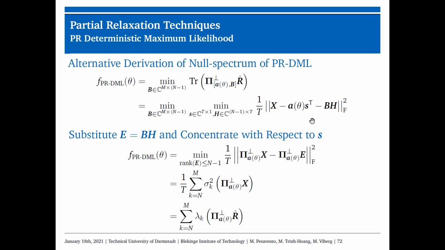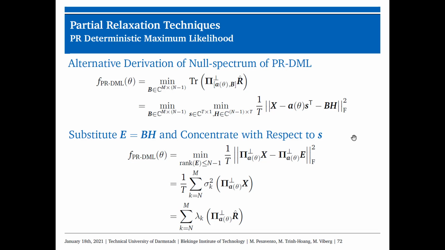We wish to match our received signal matrix X with our model. Under the partial relaxation framework, the signal model consists of one structured component and the remaining n-1 unstructured components, denoted by B times H. In the PRDML estimator, we have to minimize this expression with respect to B, S, and H. As the matrices B and H contribute in the cost function only as a product, we can combine them into a new variable denoted by E and then concentrate this cost function with respect to S.